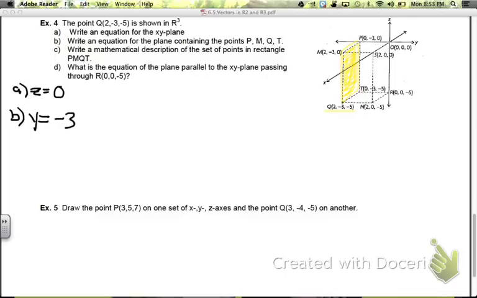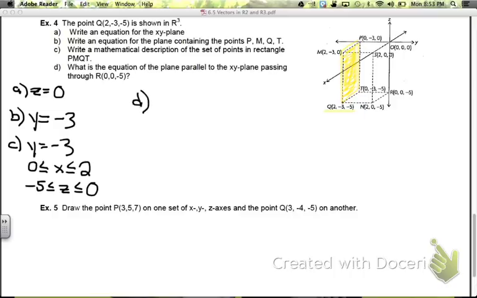And now for C, we want to write a mathematical description of the set of points in rectangle P, M, Q, T. So that was looking at the rectangle that we're talking about, the equation of the plane. So we already know for C that y is equal to -3. Then we want to state that x is between 0 and +2, and z is between -5 and 0.